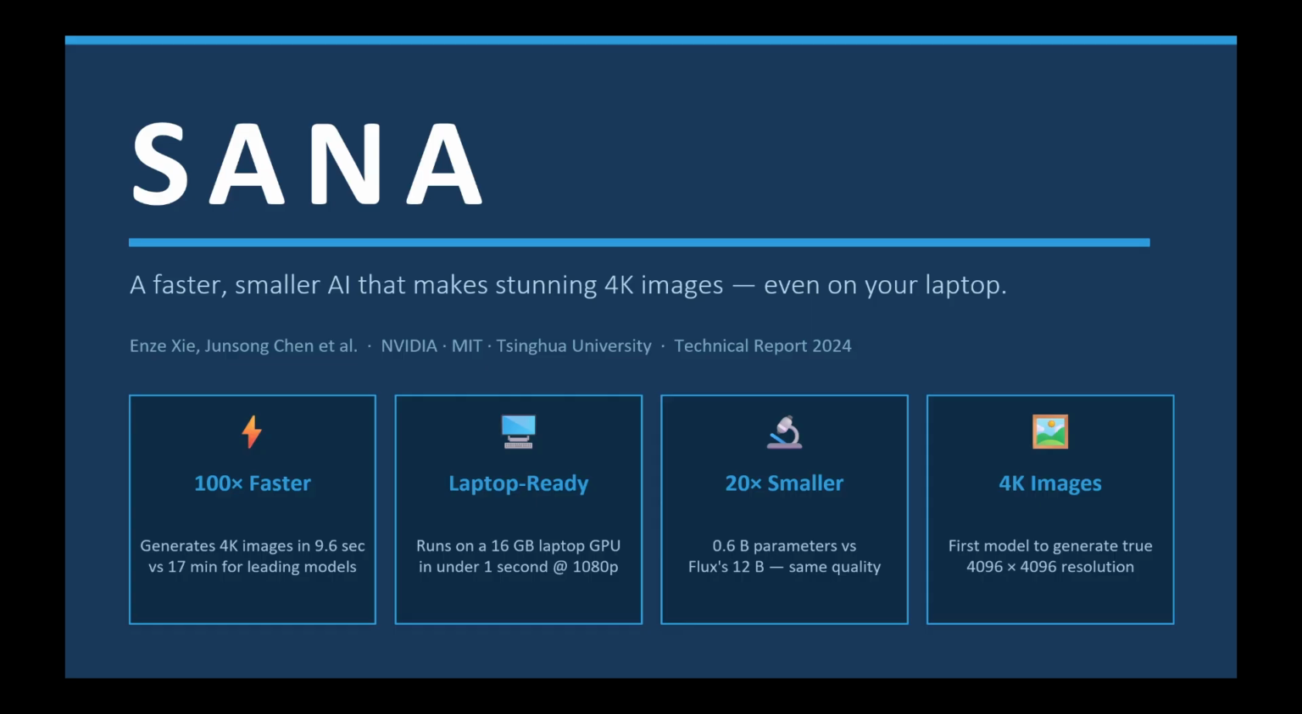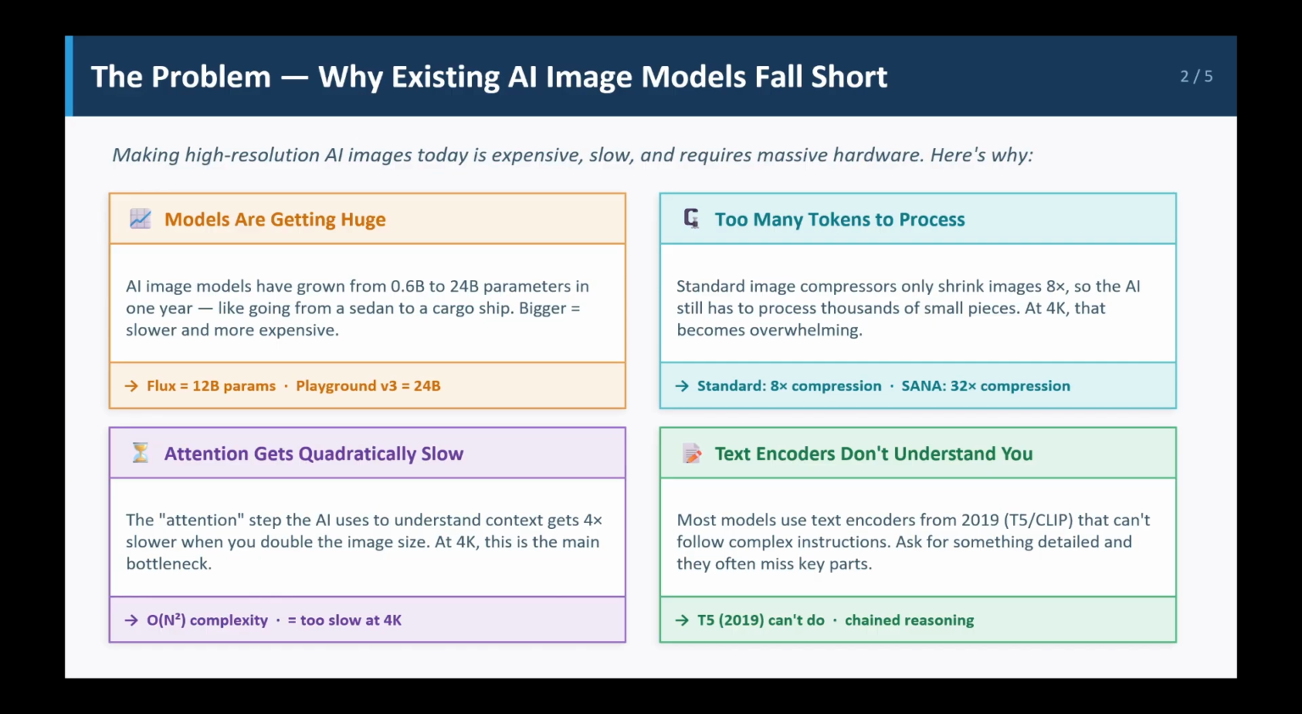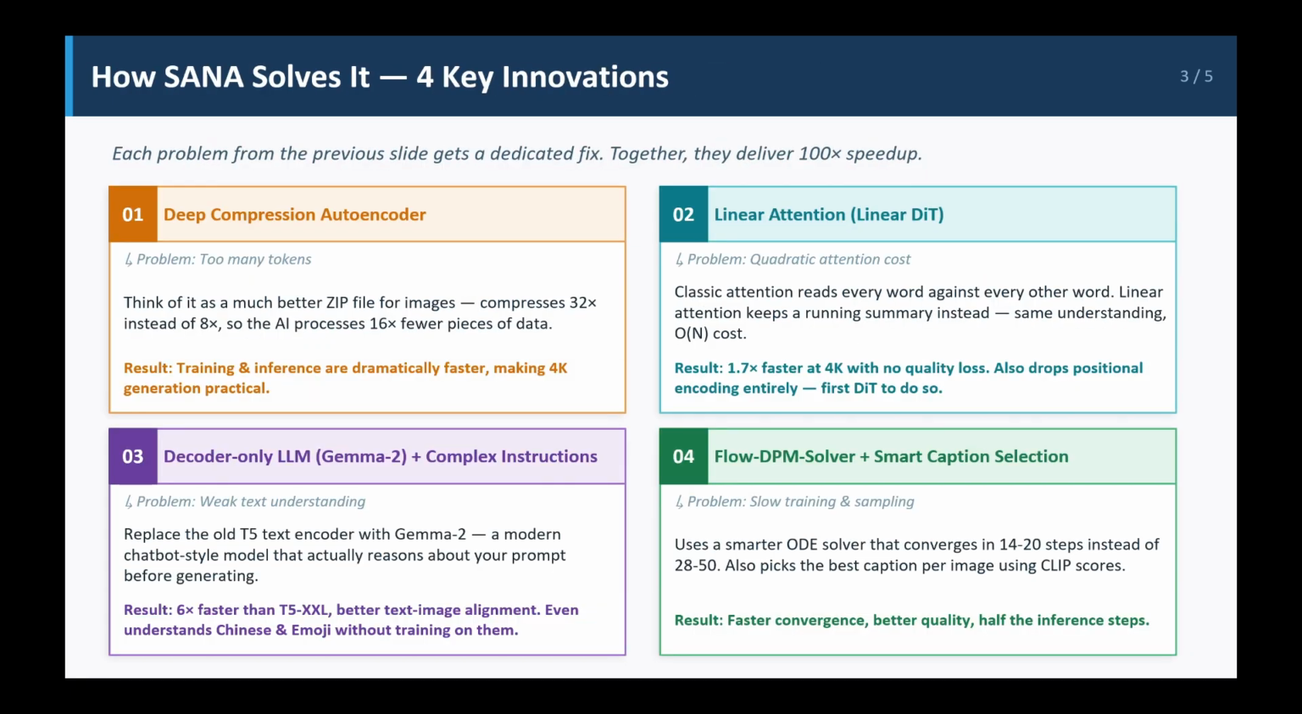The base paper, SANA, is Efficient High-Resolution Image Generation with Linear Diffusion Transformers, proposed in 2024. The main goal of SANA is to make high-resolution image generation faster and more memory efficient while maintaining strong visual quality. The traditional diffusion models are powerful but computationally expensive due to quadratic attention complexity, a large number of tokens, and high memory requirements. SANA solves these problems through several innovations.